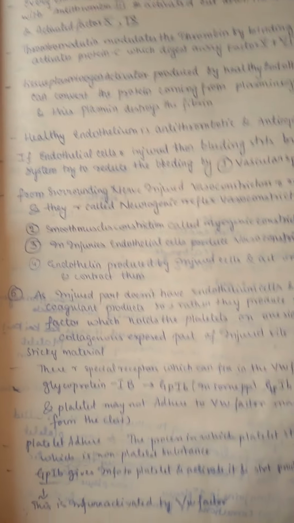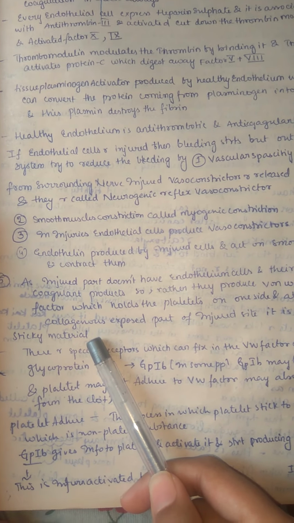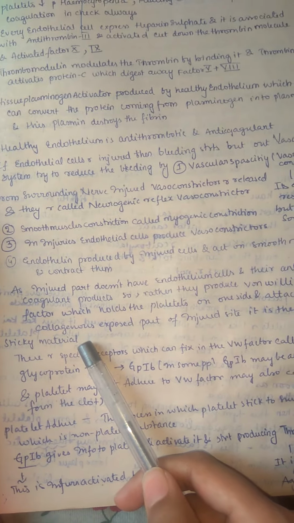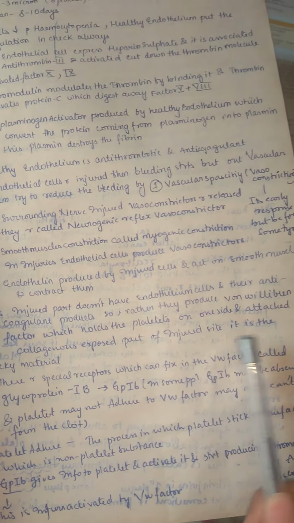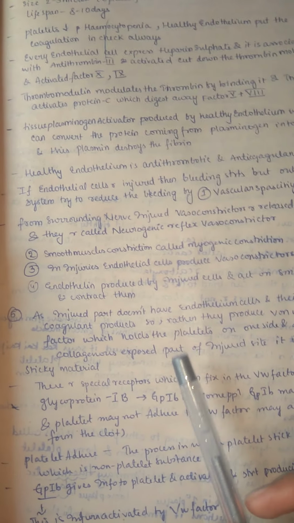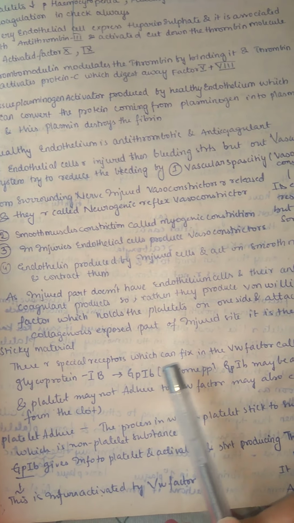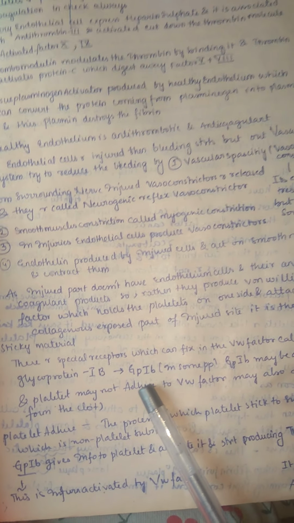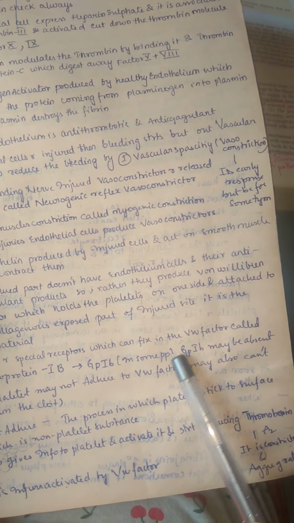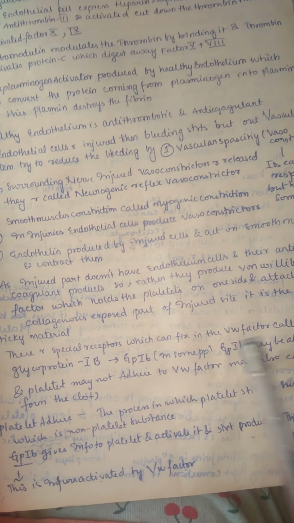As the injured part doesn't have endothelial cells and their anticoagulant products, they rather produce von Willebrand factor, which holds the platelets on one side and attaches to the exposed collagen of the injured site. It is a sticky material, so it favors the formation of the clot. There are special receptors that bind von Willebrand factor, called glycoprotein Ib. In some people glycoprotein Ib may be absent, and the platelet may not adhere to the von Willebrand factor and can't form the clot.